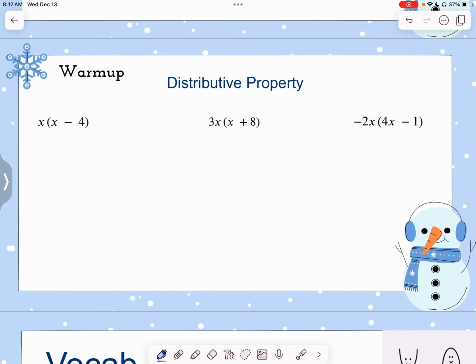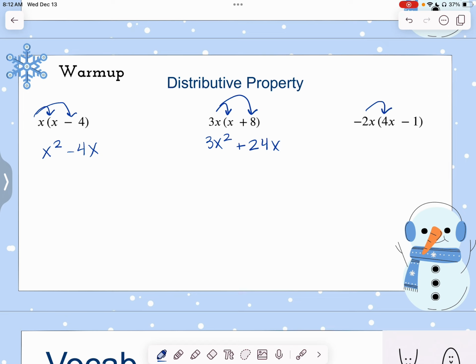The first one, I'm going to distribute the x to both pieces. Okay, x times x is x squared. X times negative 4 is negative 4x. Next one, 3x times x is 3x squared. Way back from our exponent unit, we know that x times x is x squared. 3x times 8 is 24x.